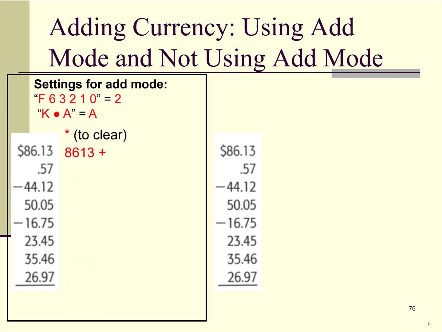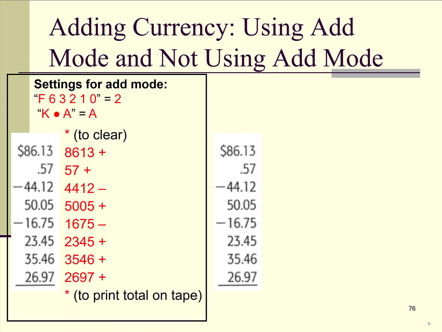So enter it as 8613 plus 57 plus 4412 minus 5005 plus 1675 minus 2345 plus 3546 plus 2697 plus. We're done, so we hit asterisk to print the total on our tape, and you should get an answer of 161.76.